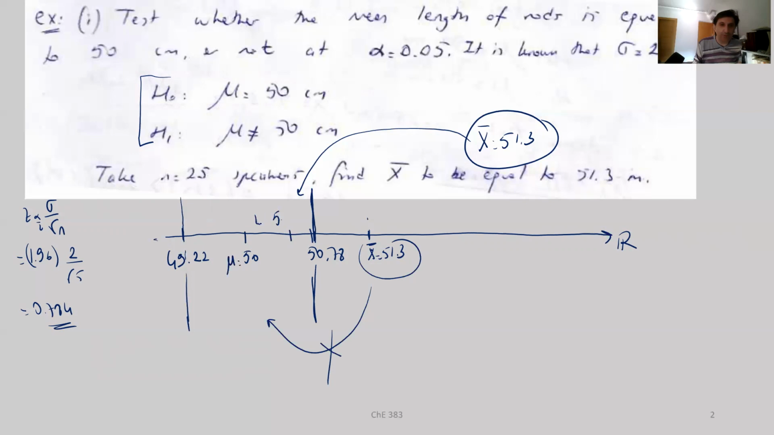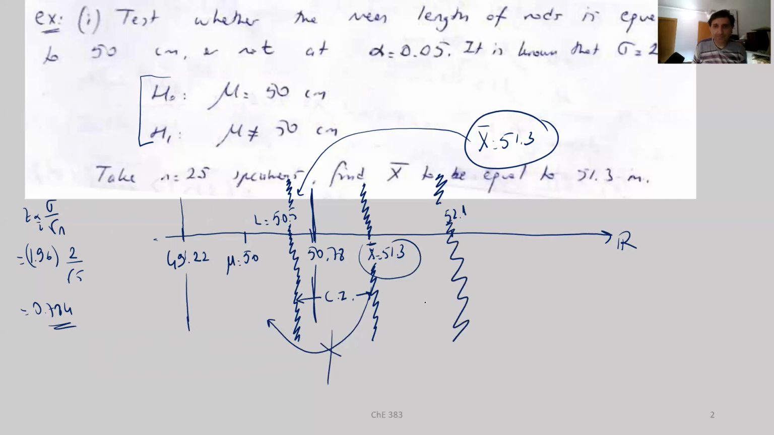This is the lower critical value, the lower confidence bound, which is equal to 50.5, and the upper bound is going to be 52.1. So here I'm going to show it with those shaded lines to show that this is the confidence interval.